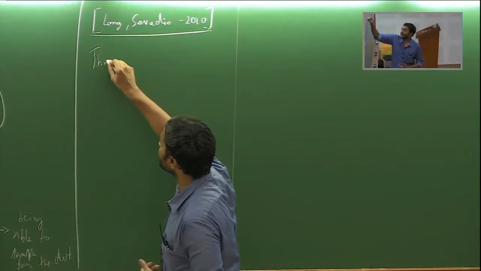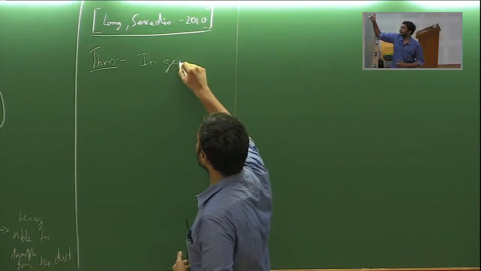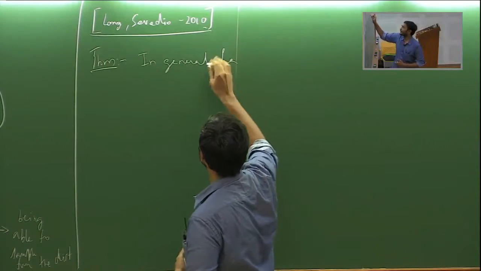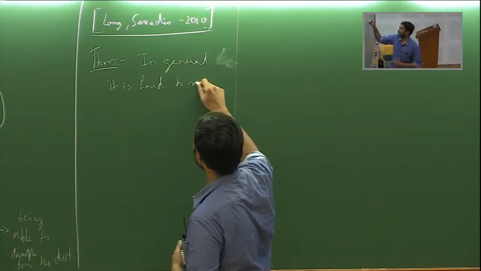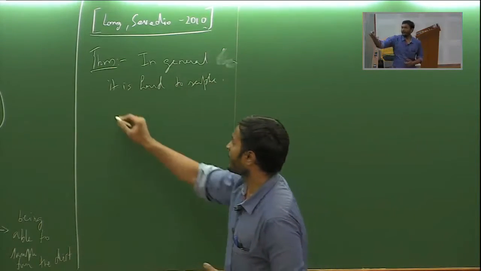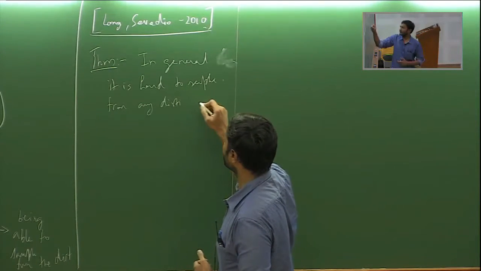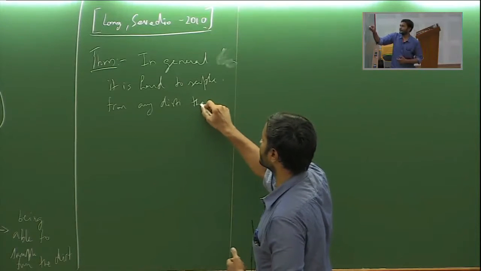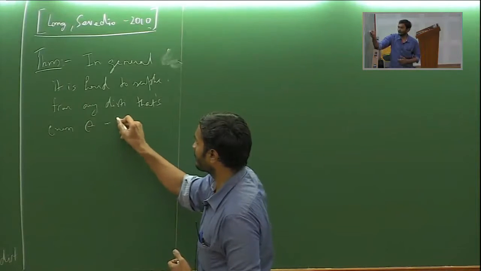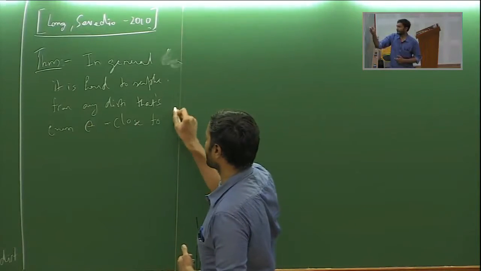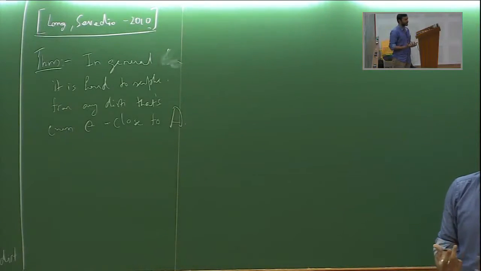The main theorem is that in general, it is hard to sample from any distribution that's even epsilon close to A. So in general, it's not only hard to get the exact distribution, but anything even close to that.